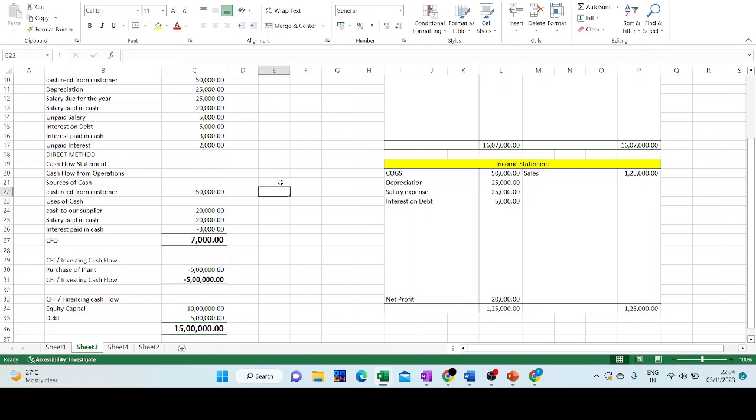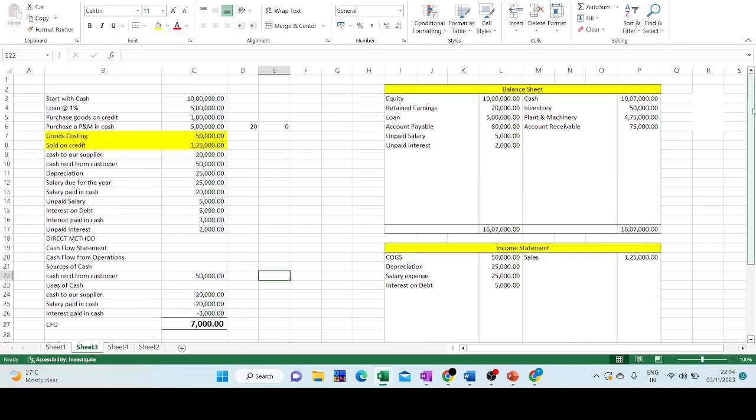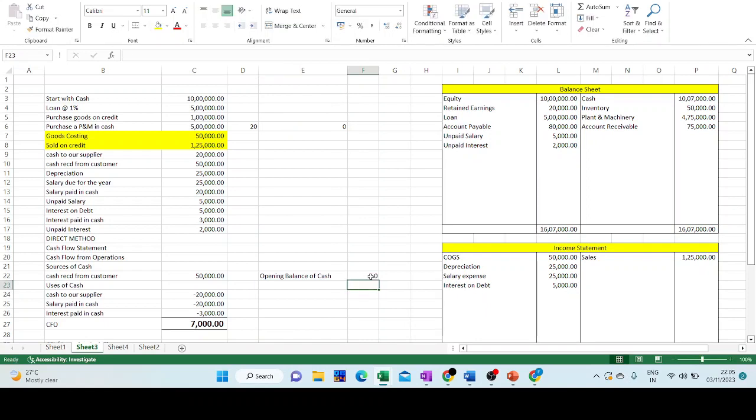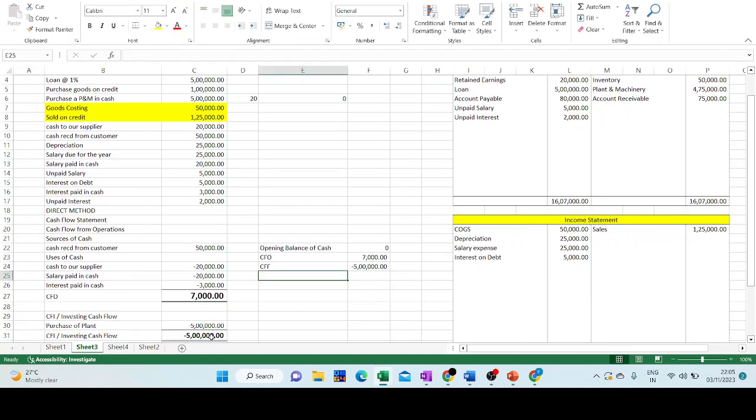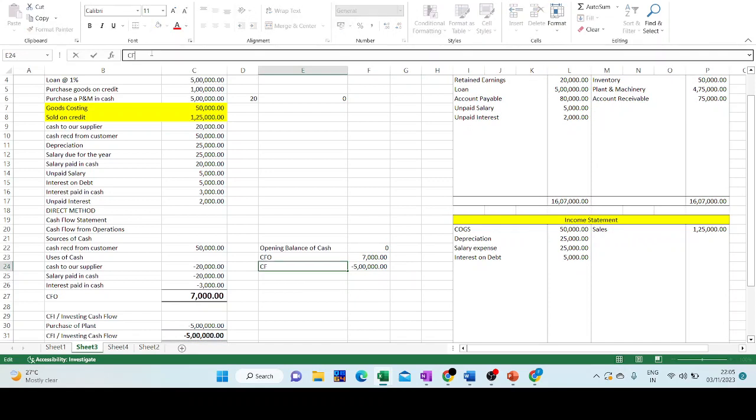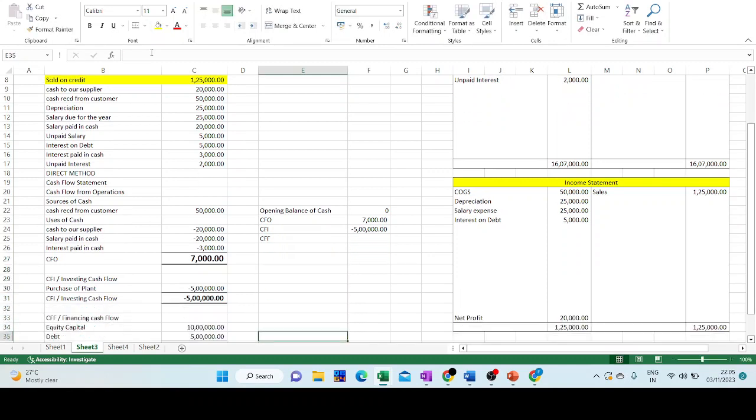Okay. Now guys, we'll reconcile the opening and the closing cash balance. My opening cash balance is 0. Why? Because I started the company in this year itself, right? I've just started the company, so my opening balance of cash is 0. To that I add CFO, which is 7,000, CFI, which is minus 5 lakhs, and CFF, which is 15 lakhs.